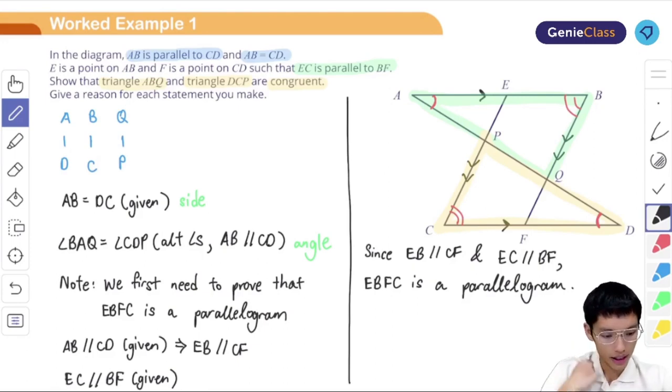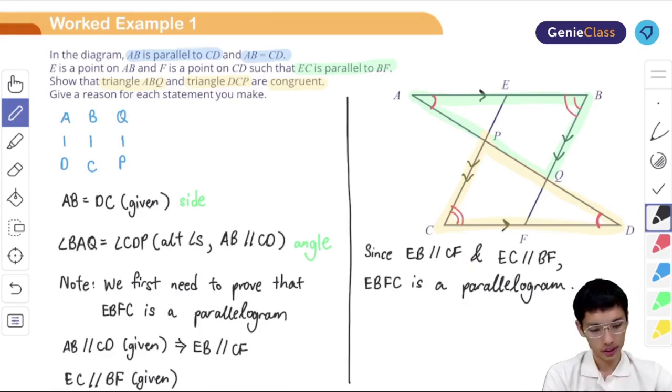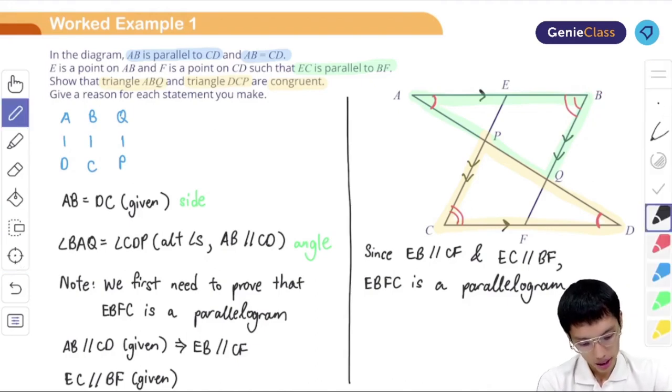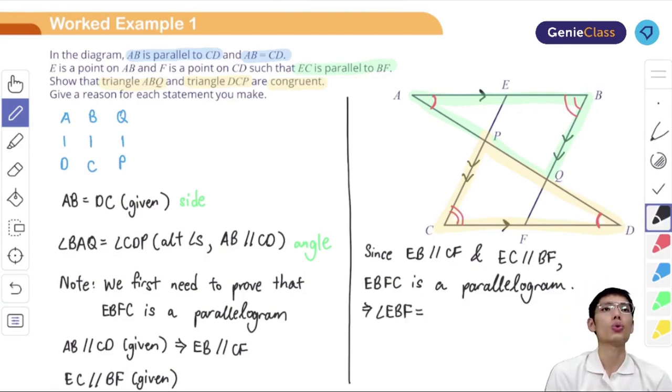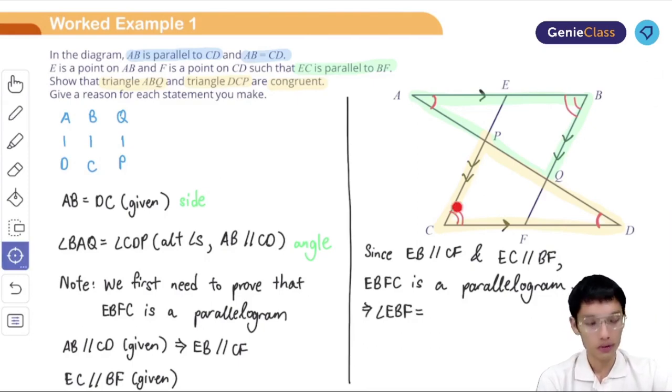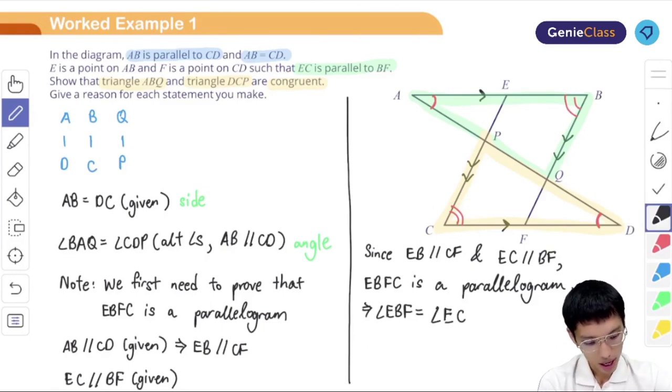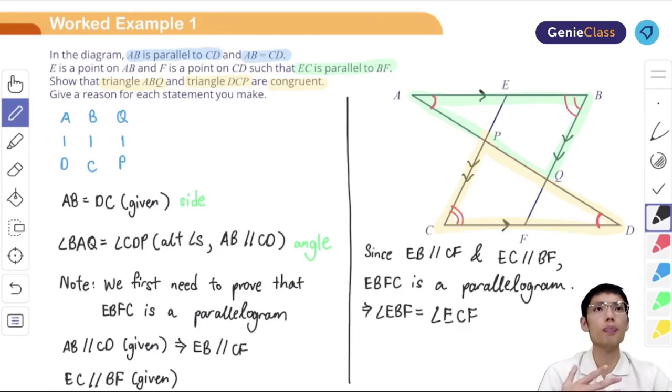Now, what happens is this. Since it's a parallelogram, I can therefore show that my angle at B over here, this implies angle EBF. Remember when you write the angle, it has to show the angle property here. Angle EBF is equal to the angle over here, very important, just write it out. I'll just write ECF, which is then corresponding to what we want.